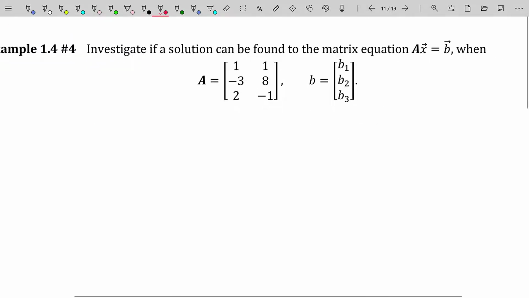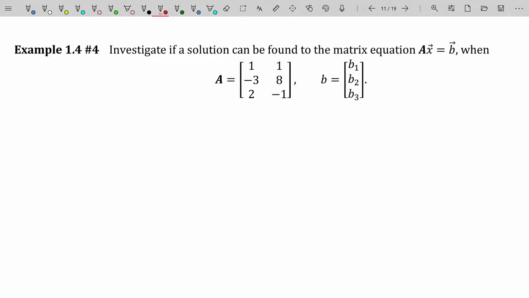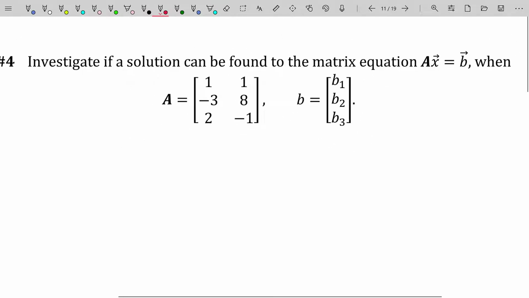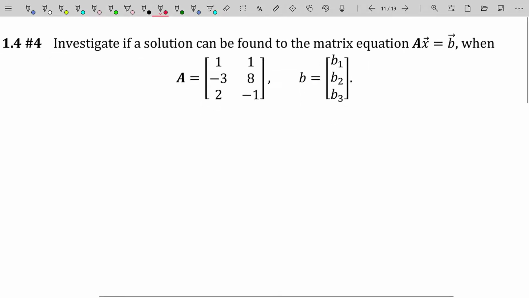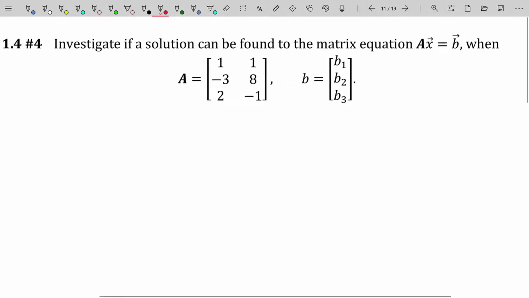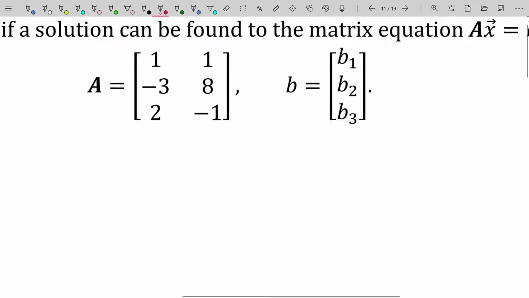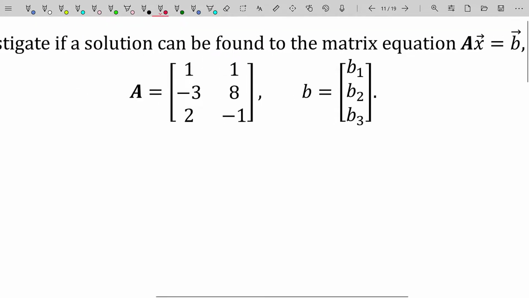But now we're asking a bigger question. What if we had the same old matrix A that we had in the previous example, but on the right-hand side, the vector B was arbitrary? And we're asking, can a solution be found to the matrix equation AX equals B when A is that matrix 1, 1, -3, 8, 2, -1, but B is arbitrary: B1, B2, B3?